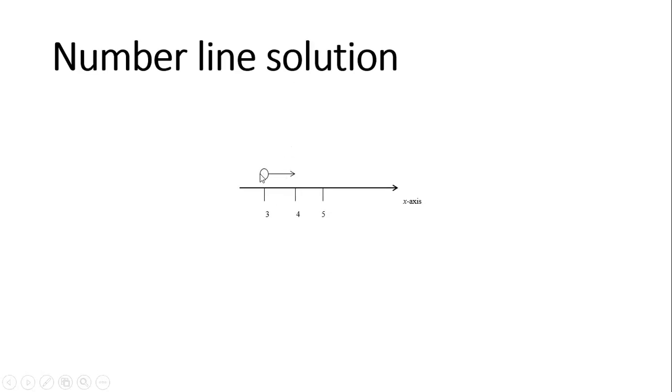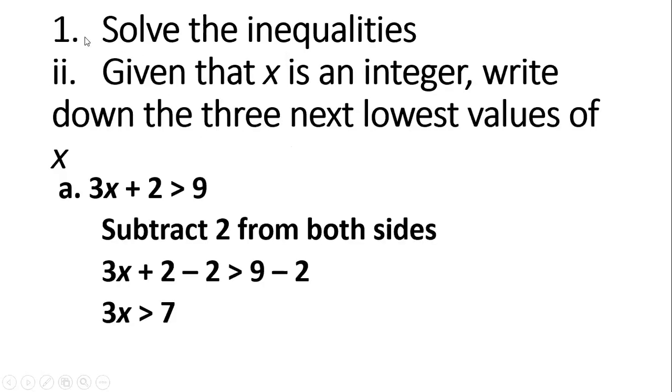Since it's not equal to 3, 3 is not shaded. It is greater, so it moves towards 4, 5, 6. Now we want to solve other ones.